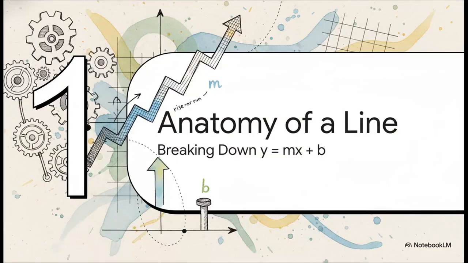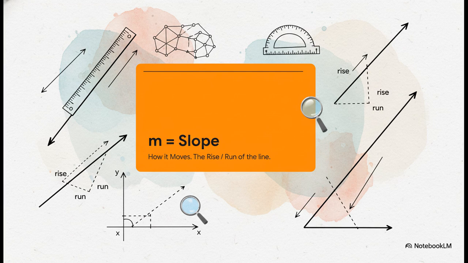Let's dive in. Okay, first things first, we gotta understand the anatomy of the line itself. We're gonna break this equation down into its two most important parts, the m and the b. Let's start with m. M stands for slope, and the slope tells you exactly how the line moves, right? Is it super steep? Is it kind of flat? Is it going up or is it going down? All of that is decided by m. You've probably heard of it as rise over run, which is really just a fancy way of saying how much the line goes up for every single step it takes to the right.